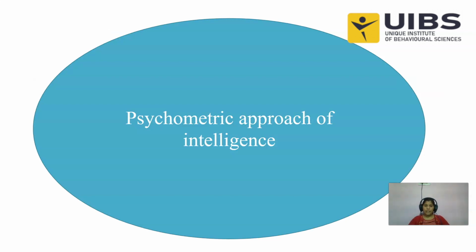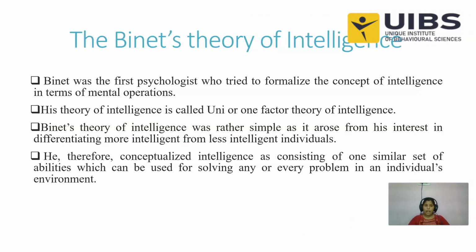So first we'll discuss psychometric approach. As we discussed, the psychometric approach focuses on the structure of intelligence and the factors underlying that particular structure. So the first theory was given by Binet. According to Binet, intelligence is a construct which helps us to solve our day-to-day problems. So Binet's theory believes that intelligence is a single factor. So this theory is known as unifactor or one-factor theory of intelligence.